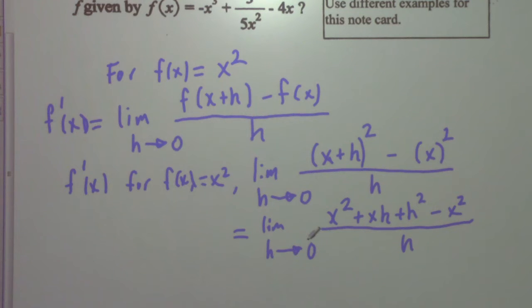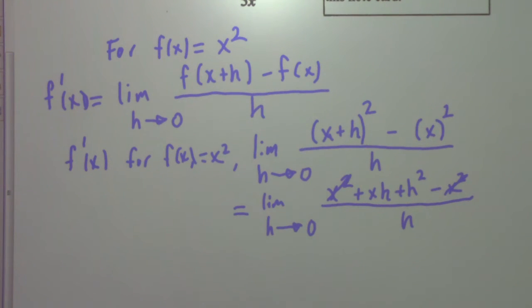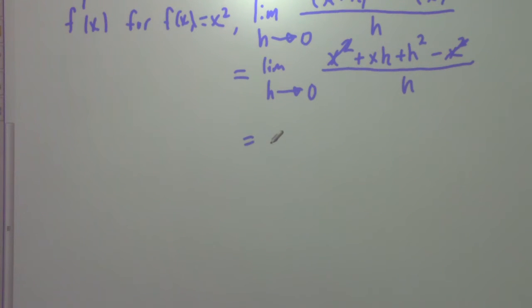And then what do we notice happens here? The x squareds will cancel each other out. Okay, so we have that. And so what we're left with is limit as h approaches 0 of, should be 2xh. 2xh, thank you for catching that. That's important to the deal. 2xh plus h squared over h.